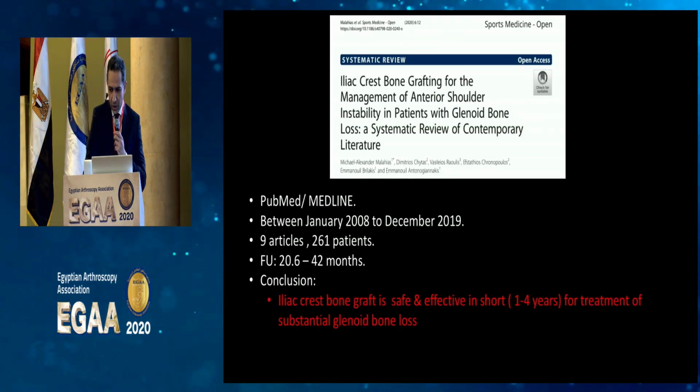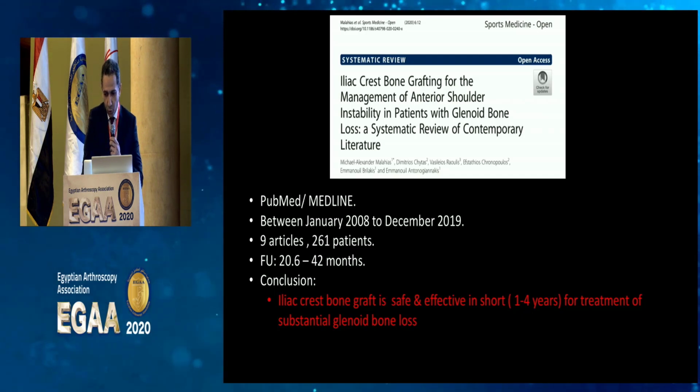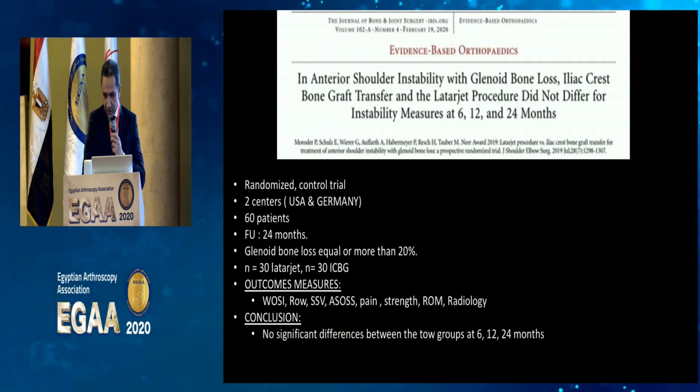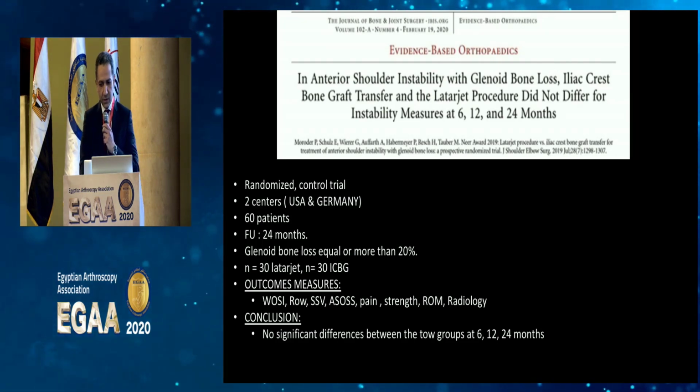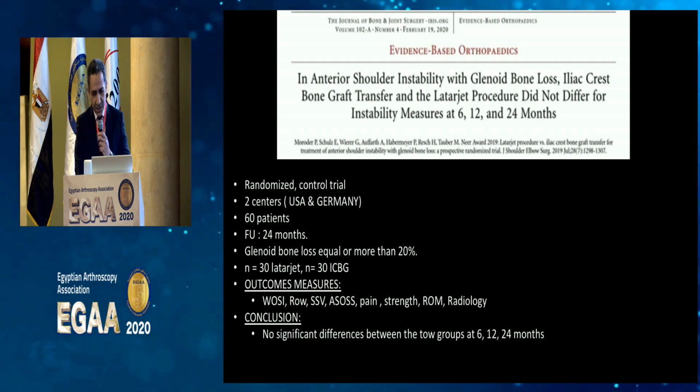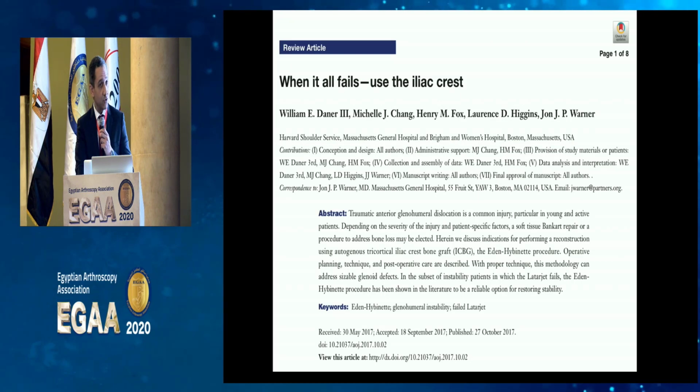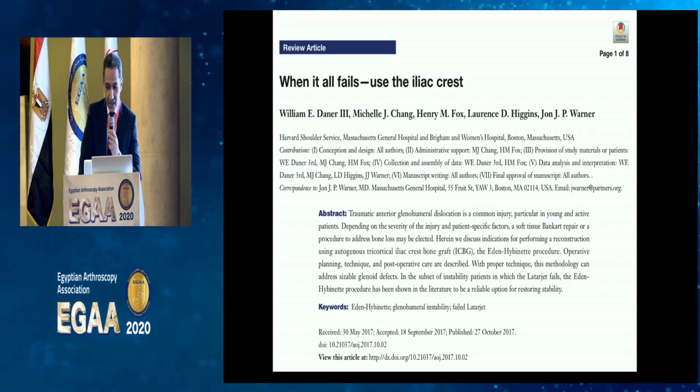Another systematic review performed this year on iliac crest graft showed it is safe and effective in the short-term treatment of substantial glenoid bone loss. Another one this year, in the Journal of Bone and Joint Surgery, a randomized controlled trial in 2 centers, one in the USA and one in Germany, on 60 patients with more than 20% glenoid bone loss and an average follow-up of 24 months, found no significant difference at 6, 12, and 24 months of follow-up. Lastly, we thank the iliac crest graft, because it can be the salvage and revision procedure when all other techniques fail.